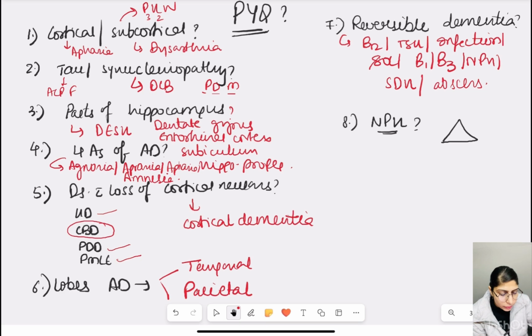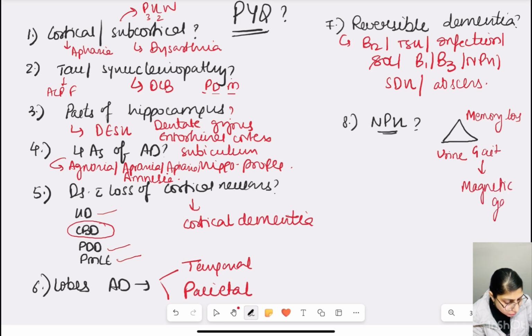So please remember that. Now, we talk about normal pressure hydrocephalus. We have a triad. You can remember the triad with the mnemonic MUG, like a mug of coffee. So M here is for memory loss, G is for gait impairment, and U is for urinary abnormalities. So mug, right? We typically have a magnetic gait in NPH.